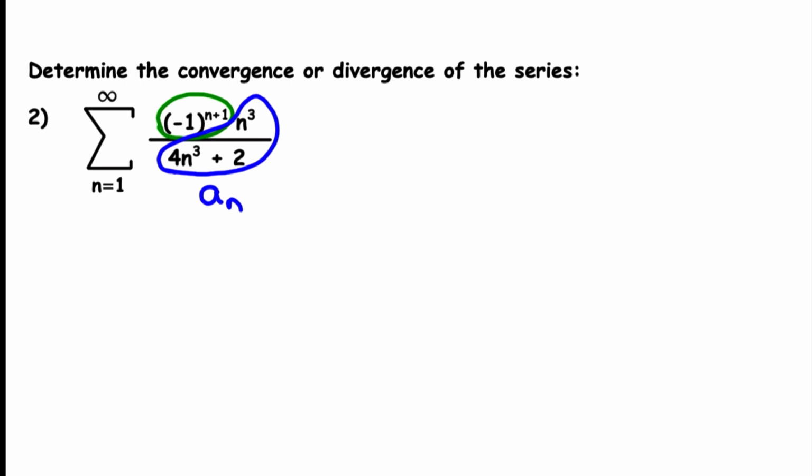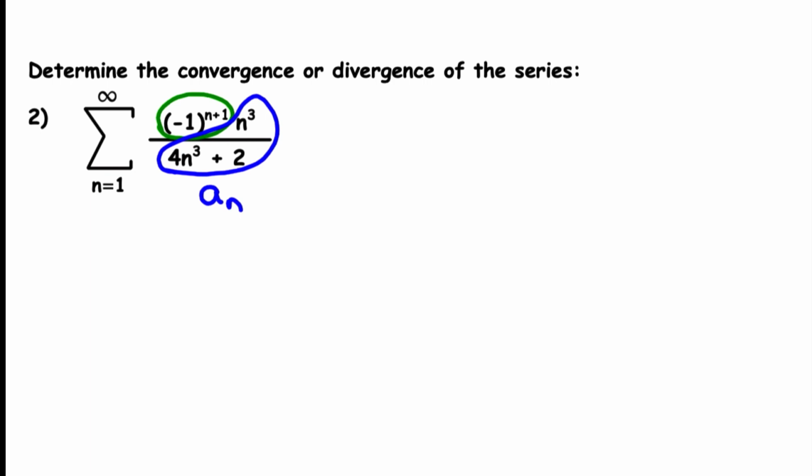Well, now if we can't use AST, what do we use? And generally the answer is nth term test. The nth term test says if the entire thing is not heading towards 0, it automatically diverges, which is what's going to happen here. Now the nth term test isn't just a sub n.